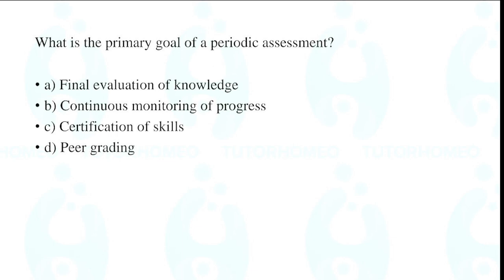Okay, continuous monitoring of a progress. We have certification of skills. See, certification again is summative. Then peer grading. Okay, which among this? See, periodic assessments are used to regularly track the student's progress during a course. So, continuous monitoring of a progress is a primary goal of periodical assessment.